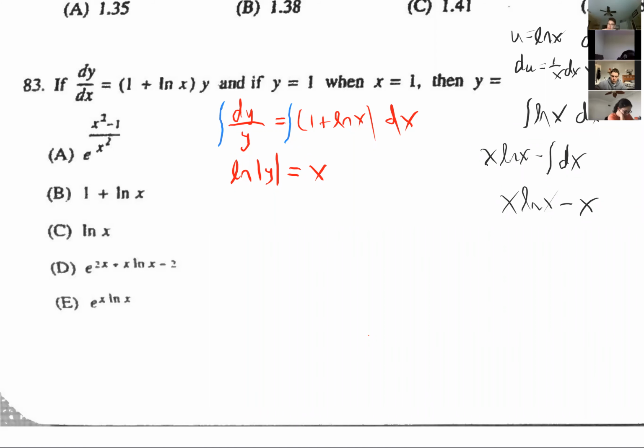Okay, so that means I'm going to write this as plus. When we integrated 1, it was just x. You don't need the parentheses here, but plus x ln x minus x. And then I'm going to do a plus c. So when I simplify this, this is going to be ln of the absolute value of y equals, when I combine these two, x minus x just goes away. So it's just x ln of x plus c.